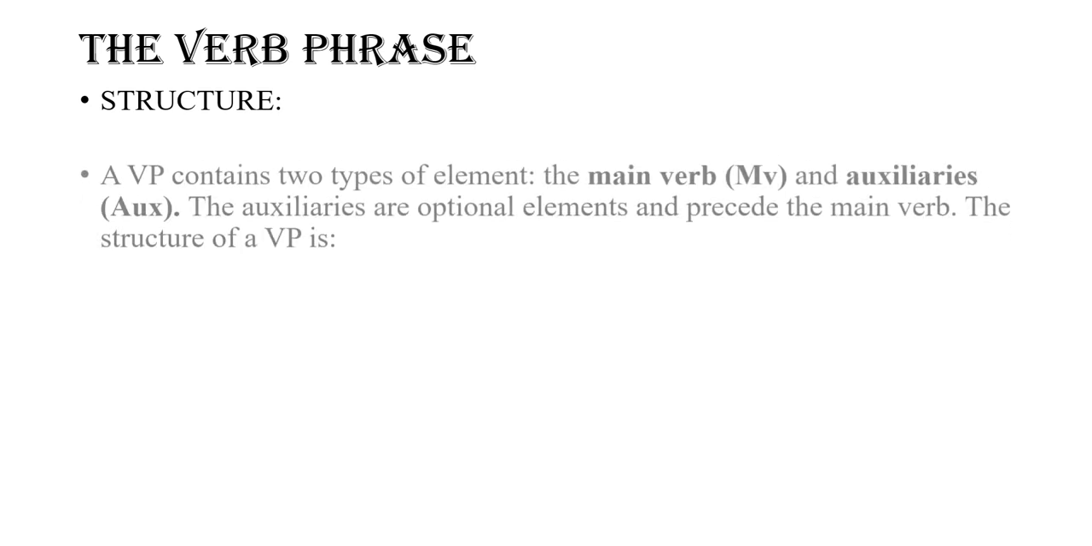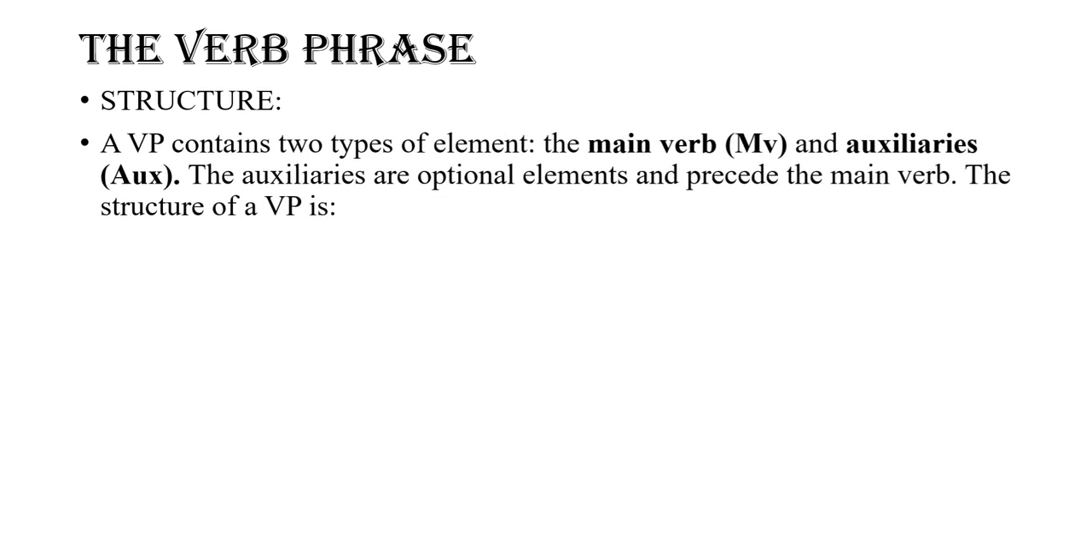The verb phrase is the most important phrase of all phrases because it is the only phrase that functions as the predicator, which is an essential element, an inseparable part of the clause. The structure of the verb phrase is a little bit different from other phrases, as the elements in the verb phrase are different from other phrases.